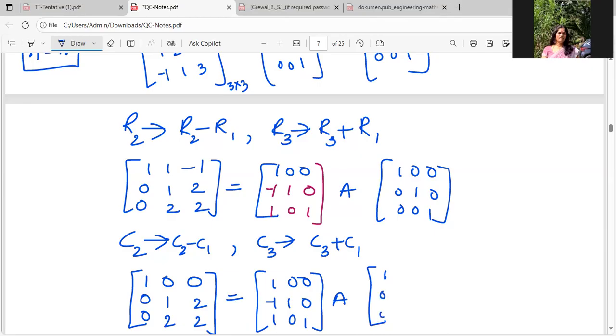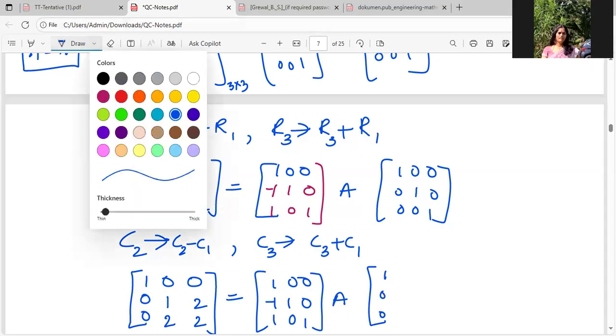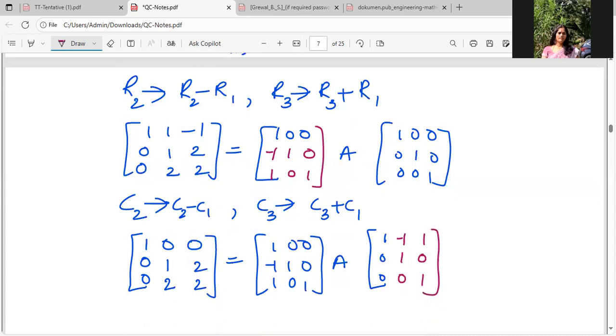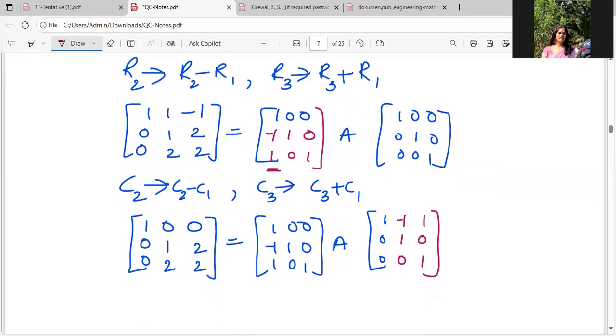No change in the first column as well. There's a change with the second column. What is happening? C2 minus C1. So minus 1, 1 and 0. C3 plus C1. So 1, 0 and 1. Also, guys, I'll just bring it to your notice: if you transpose this, it matches with the column operations one, provided you do the set of row operations and then column operations subsequently. Okay, fine.